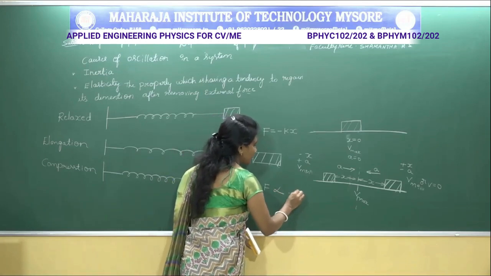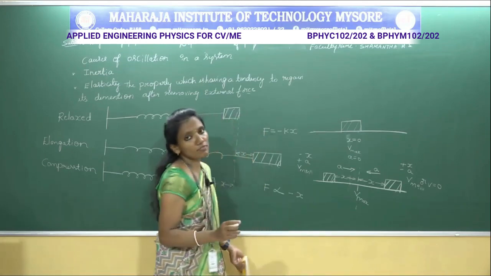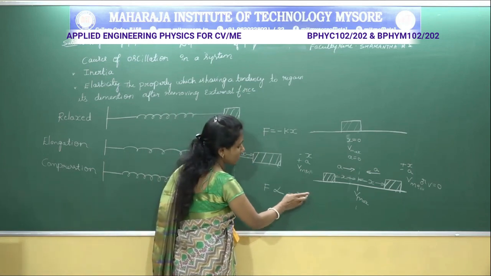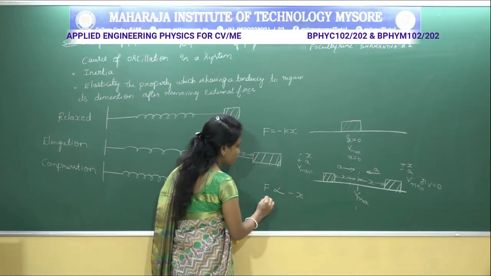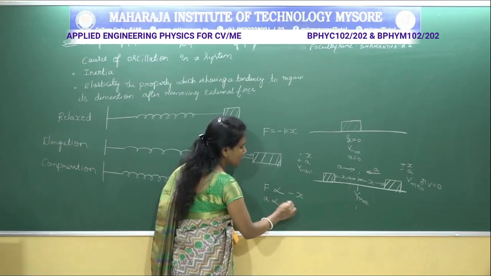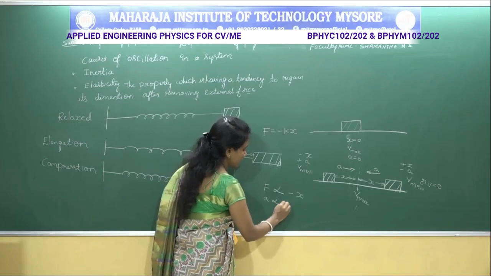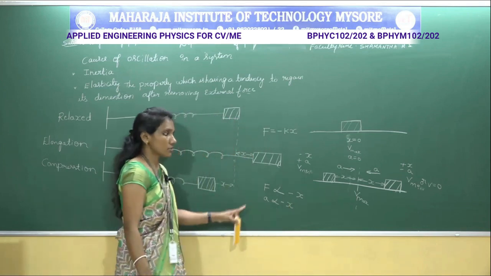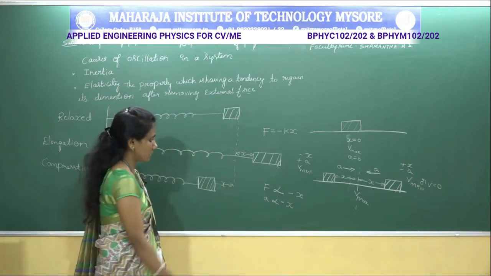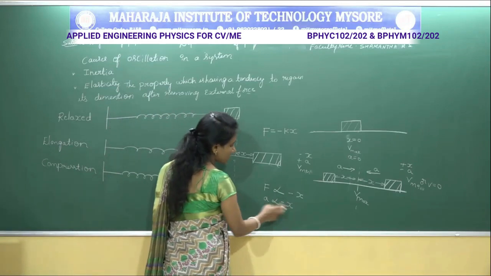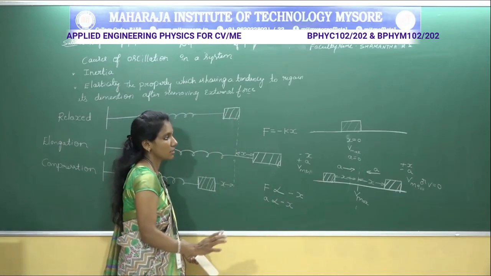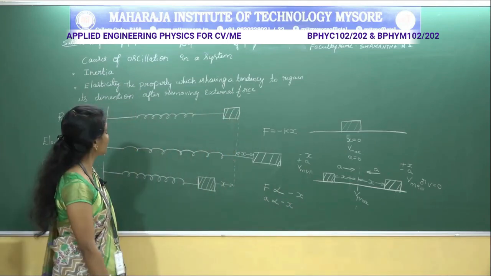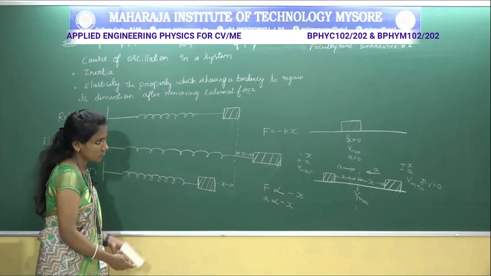The force is directly proportional to the negative of the displacement. The restoring force acting on a body is in the direction opposite to the displacement, and the acceleration is also directly proportional to the displacement, but in the opposite direction. If the displacement is positive, then the acceleration will be negative, and vice versa. So this is the cause of the oscillations we observe.